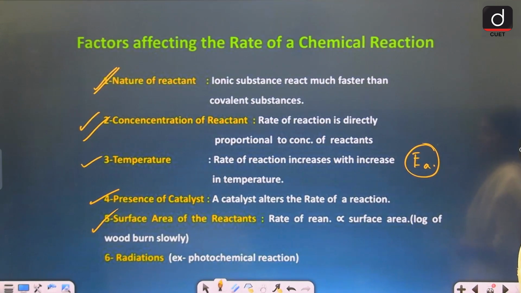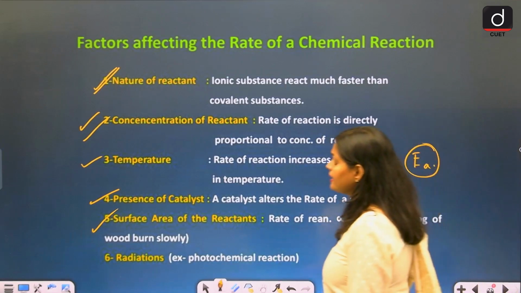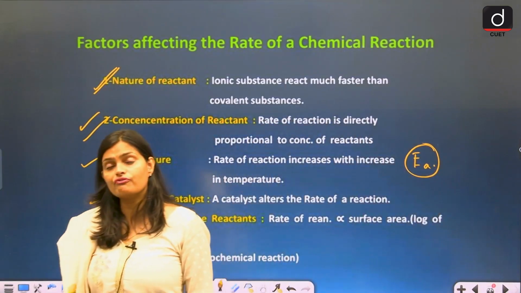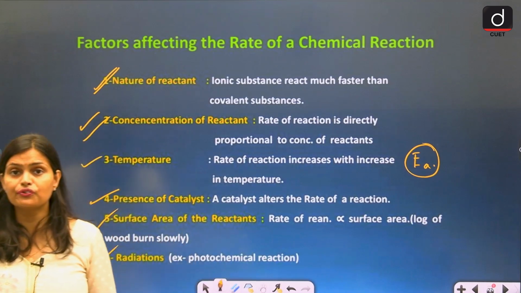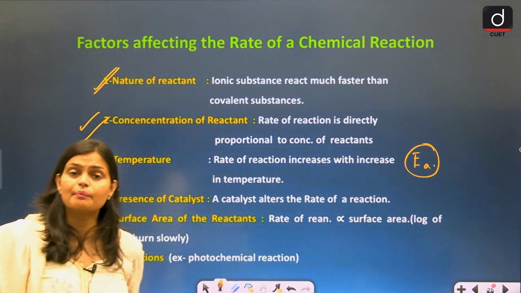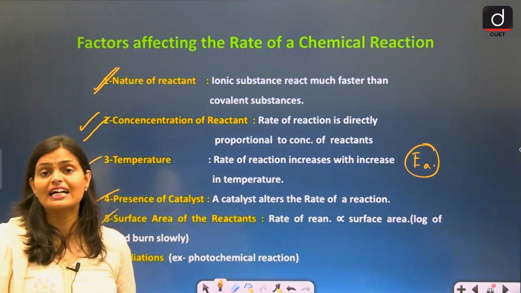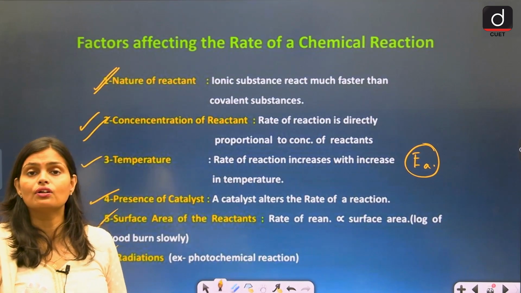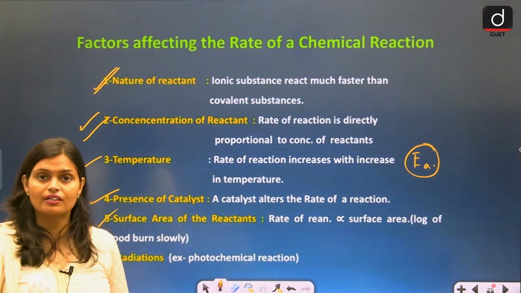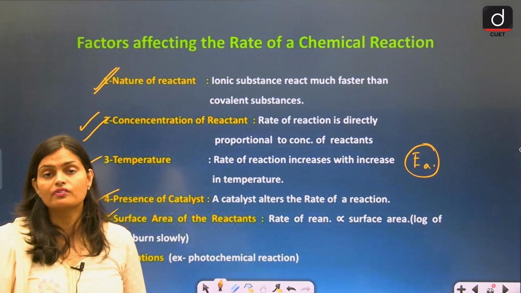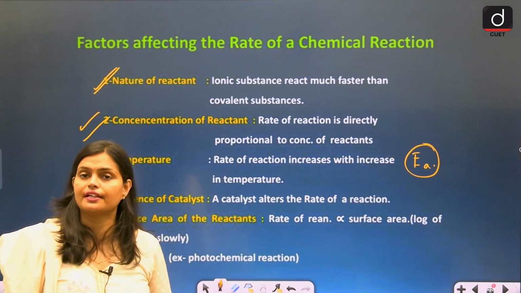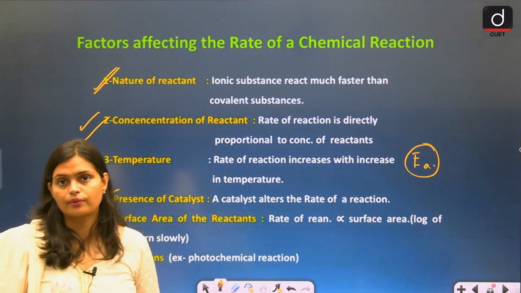Now, radiation and photochemical reactions. Radiation also affects the rate of reaction. A few reactions take place only in the presence of light, and these are considered photochemical reactions. So radiation or light also affects the rate of reaction. These are some of the factors which affect the rate of a chemical reaction.